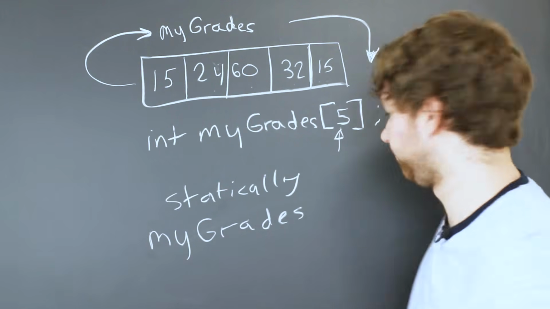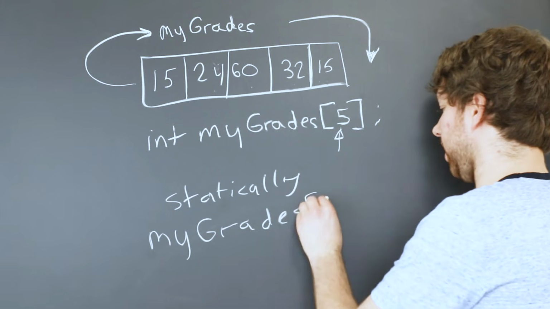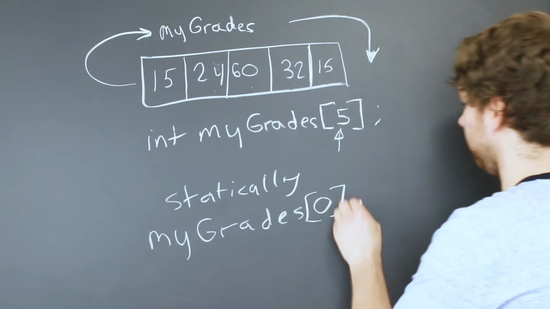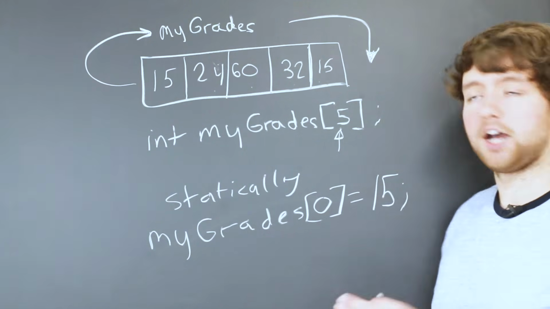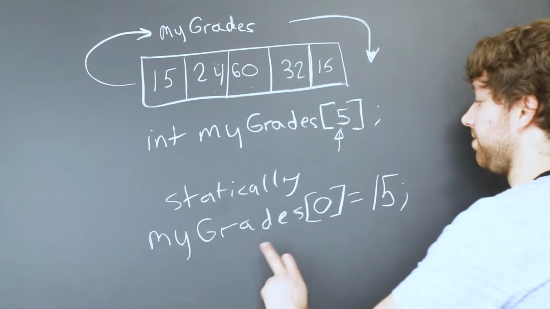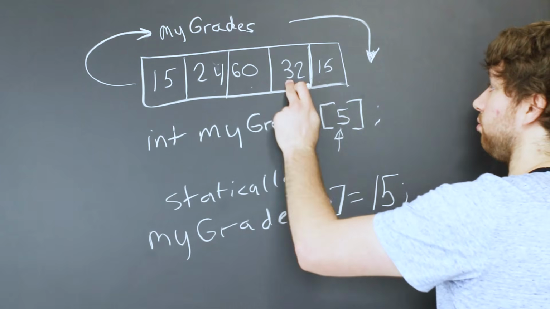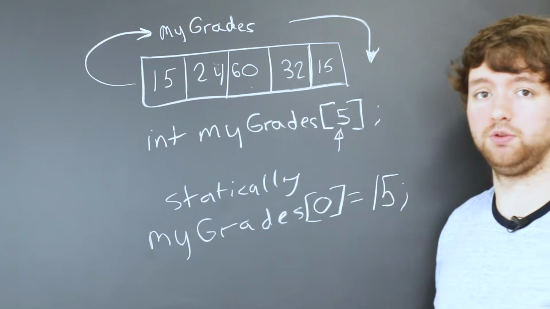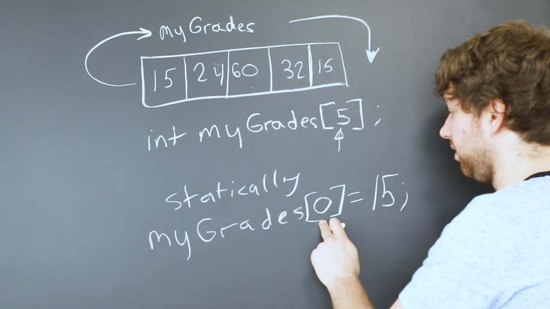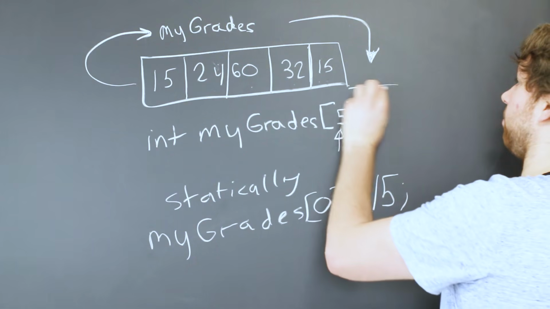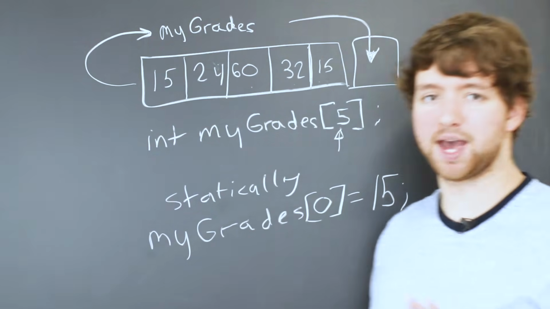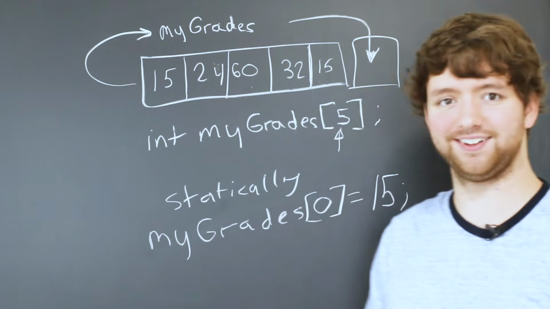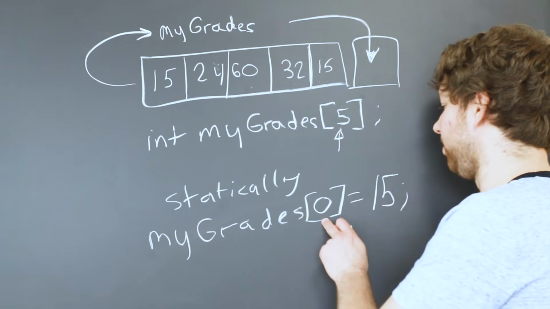So myGrades[0], you can set that equal to 15. That is how you would assign that value. And you can do the same thing for 1, 2, 3, and 4. You don't want to use myGrades[5] because that's going to be reaching this area right here, which is not memory allocated to this array. Bad, don't do. Okay, so you can do it that way.